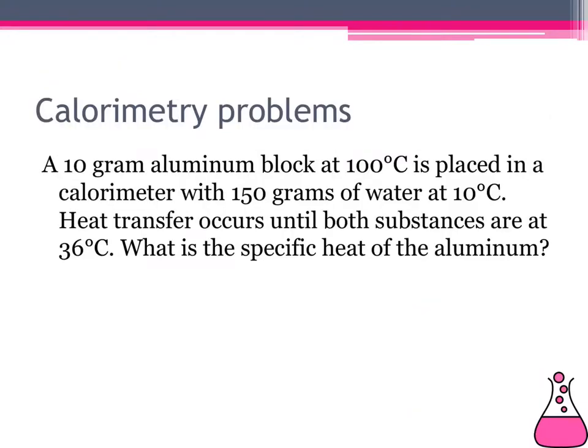So I can have a problem like this. This one says a 10-gram aluminum block at 100 degrees Celsius is placed in a calorimeter with 150 grams of water at 10 degrees Celsius. Heat transfer occurs until both substances are at 36 degrees Celsius. And that's what's going to happen in these calorimeters. The heat transfer process will happen until both substances are at the same temperature, and we call that a thermal equilibrium. Once both substances are at that temperature, they've reached thermal equilibrium, and the reaction's said to be over.